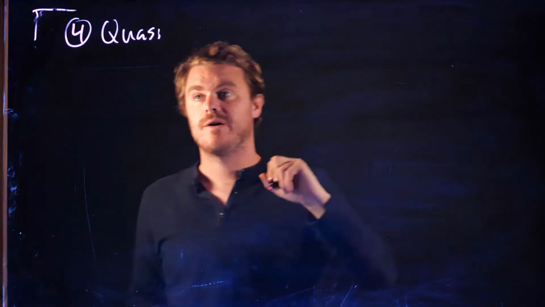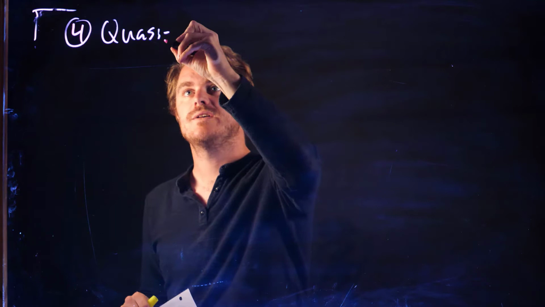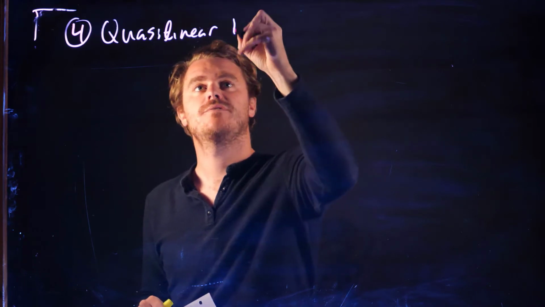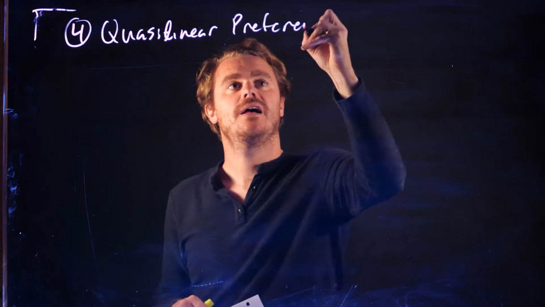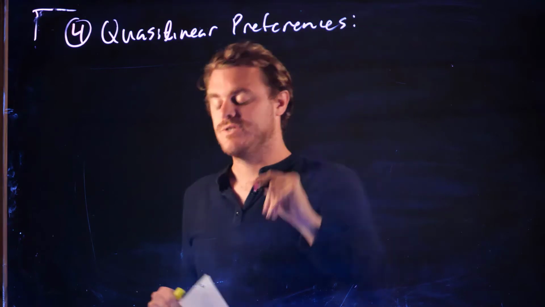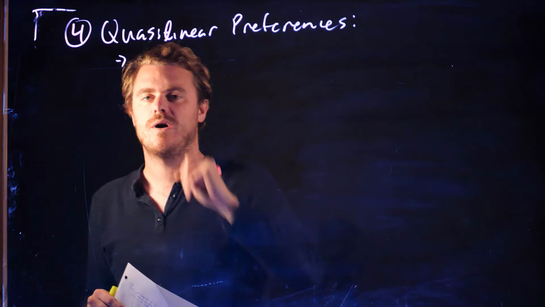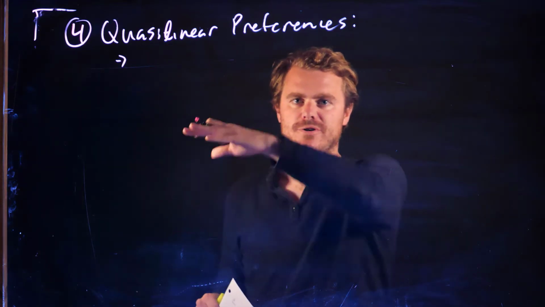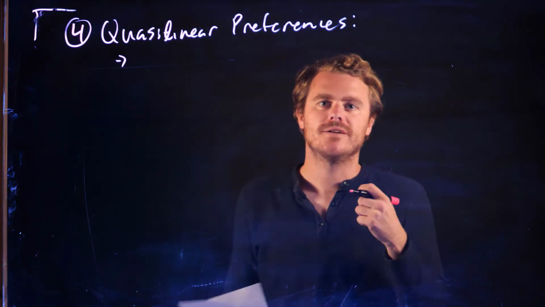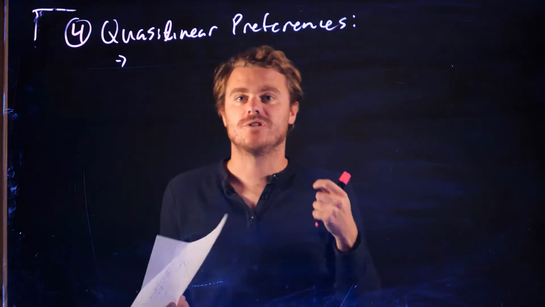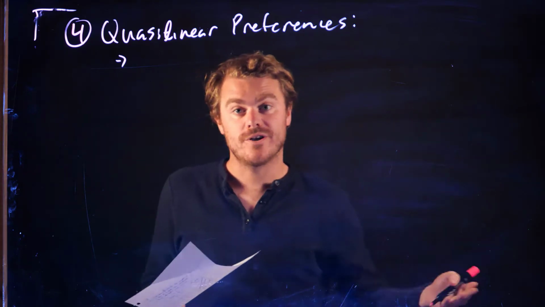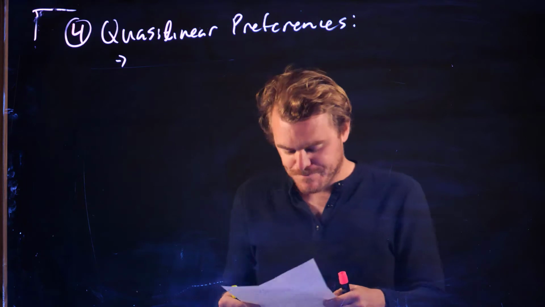Hypothetical preferences, and those are quasi-linear preferences. And these are going to look a little bit different. So if you remember our quasi-linear preferences, let's draw them out to remind ourselves what they look like. Quasi, so they're partially linear. They're linear in one of the goods and non-linear in the other.